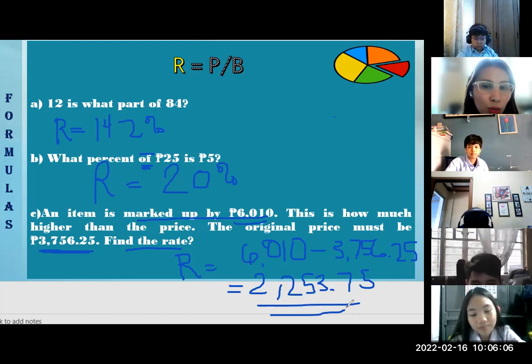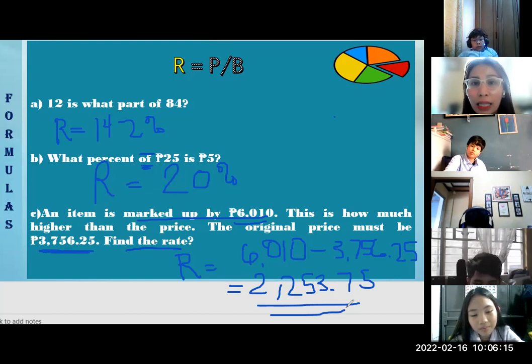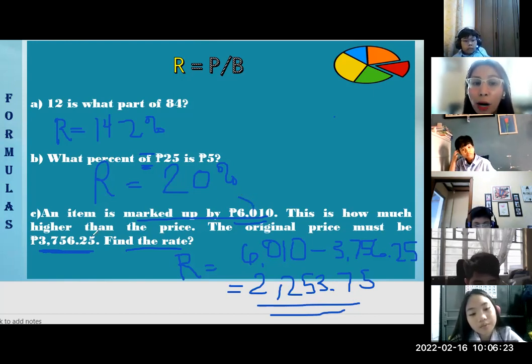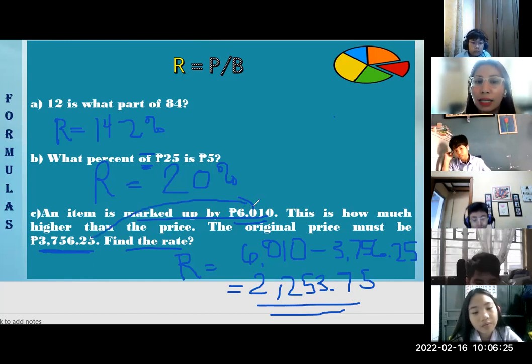Ayan. So, 2,253.75 yung difference. And then, we will need this one to find the rate. Yan yung kailangan nating computation. Yung difference ng dalawa, yung original price and the markup price na nilagay.